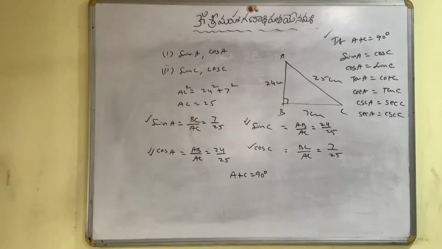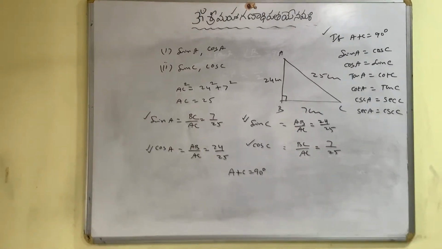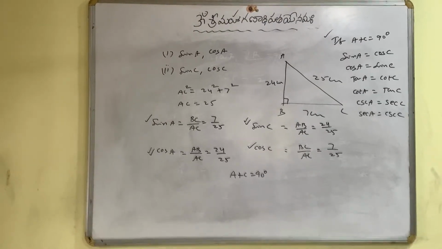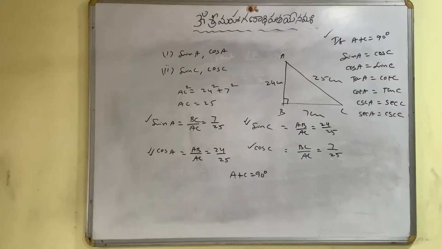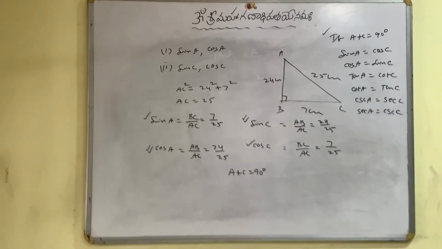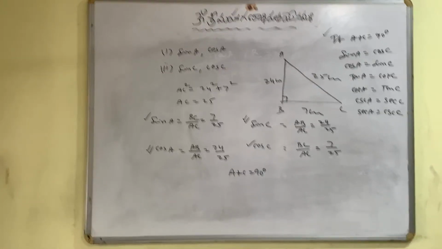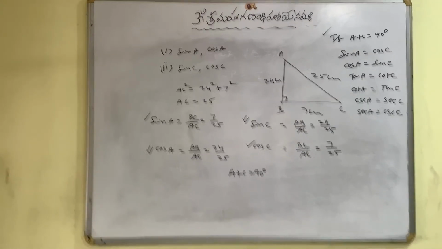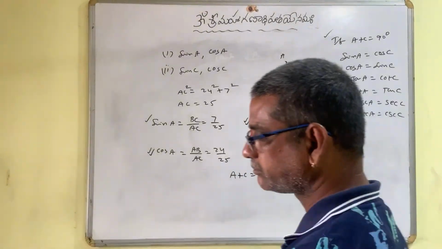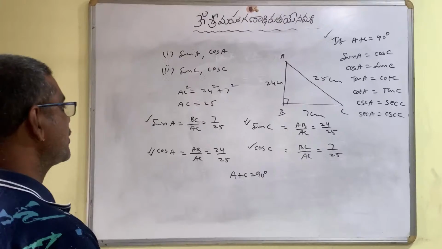If A plus C is 90 in a triangle, then sin A is equal to cos C, cos A equal to sin C. Tan A is equal to cot C, cot A is equal to tan C. Cosecant A is equal to secant C, secant A is equal to cosecant C. Okay? Next question.